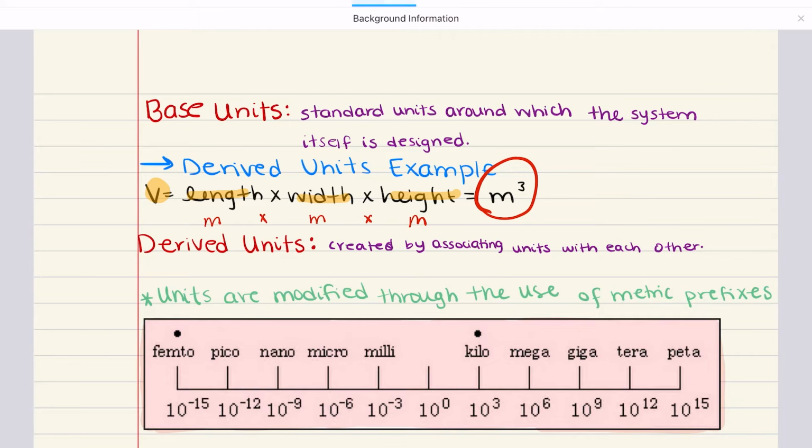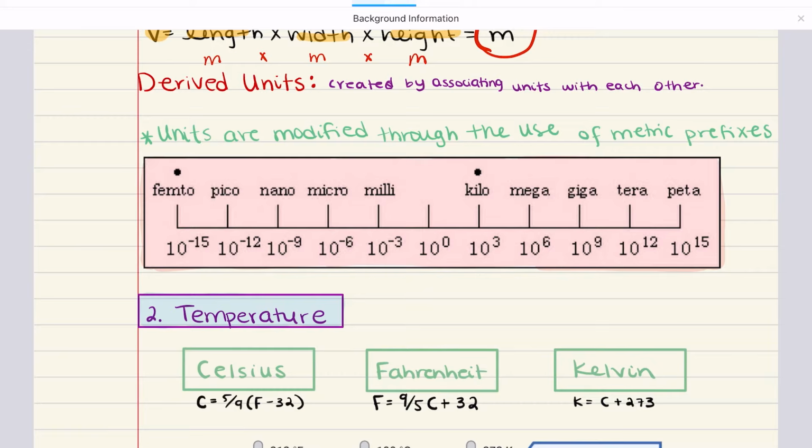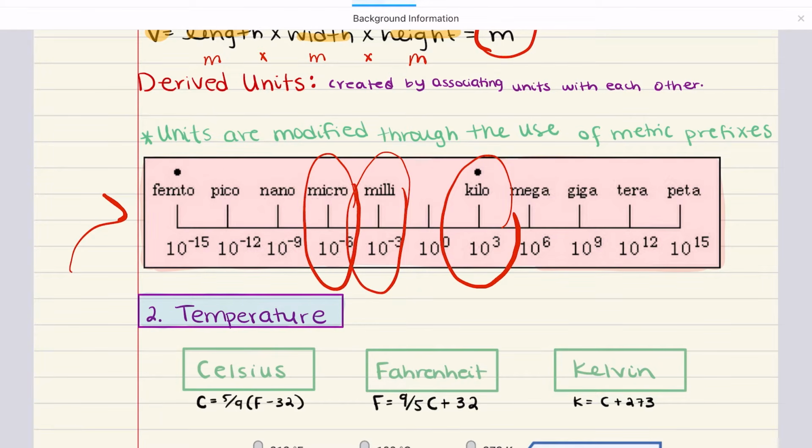Now, units, they're frequently modified through the use of metric prefixes. You can add these prefixes to make it more reasonable to refer to different values of length, mass, or time, depending on the system you're referring to. So looking at this metric prefix figure, we can go over a couple of important ones. Kilo is 10 to the power 3. Milli, this is 10 to the power minus 3. Micro is 10 to the minus 6. Nano is 10 to the minus 9.